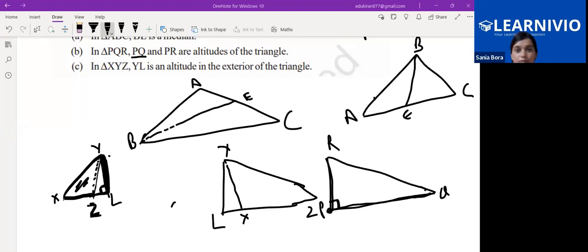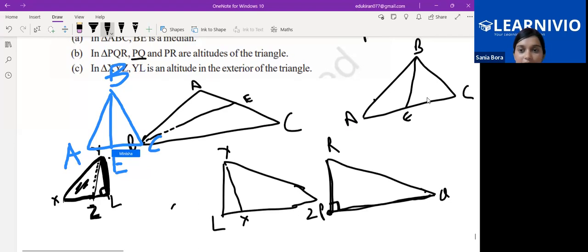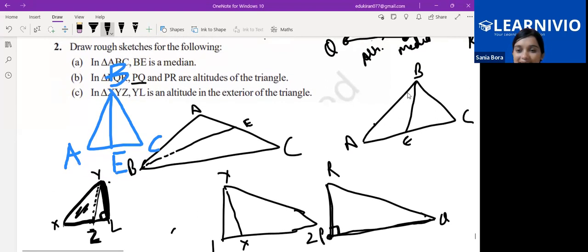Okay, ma'am. So in the first one, you wrote A, B, and E and C. It's straight, right? Yes. Ma'am, I wrote it like this. Ma'am, I can make it like this as well. Yes, ma'am. You can see. You can make it any way. Okay, ma'am.